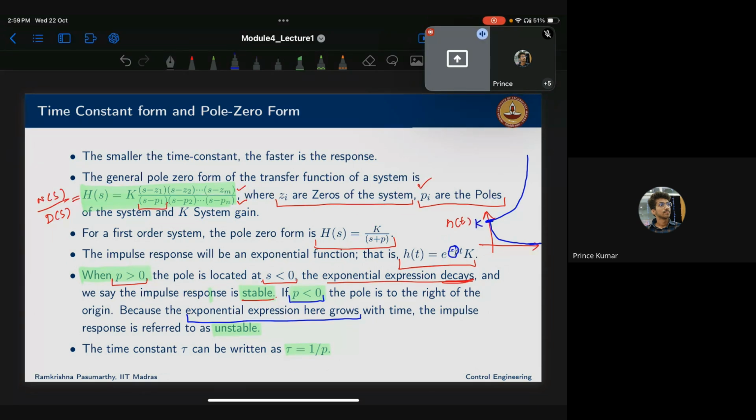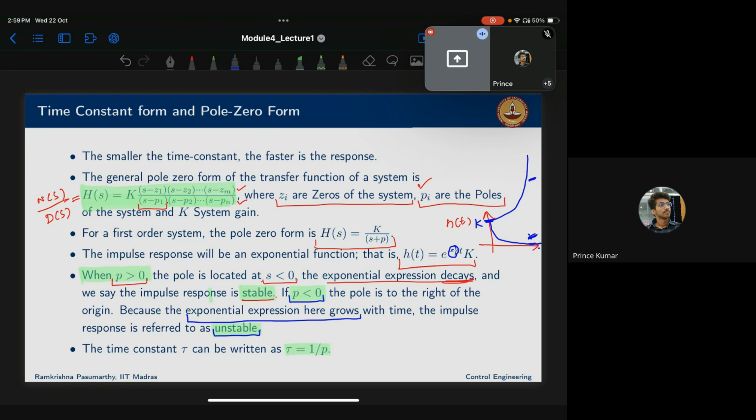When you substitute t equal to 0, irrespective of whether p is positive or negative, you will get k. So in both cases, it starts at k. When p is negative, it decreases this way. When p is positive, it increases exponentially. So then we can say that the system is unstable, whereas in the first case, the system is stable.